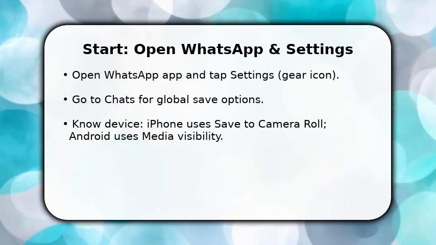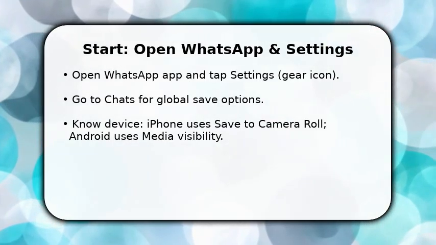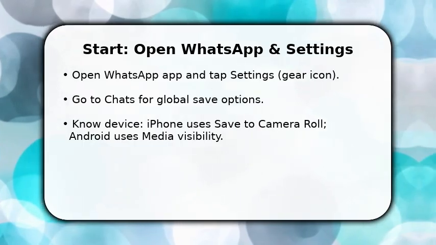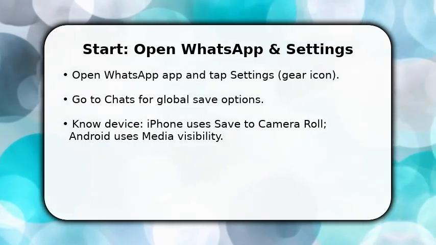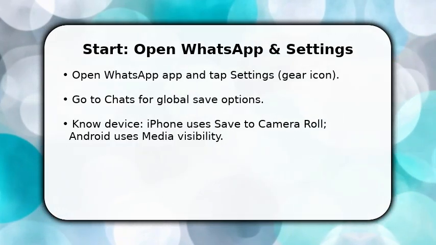You start inside WhatsApp. Tap Settings now. Once there, select Chats. This is where Global Autosave lives. Make sure you know your device type because the exact label differs. iPhone shows Save to Camera Roll, Android shows Media Visibility.